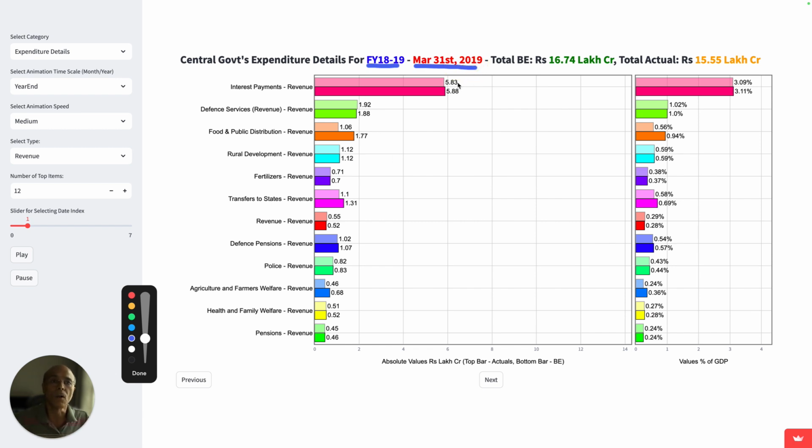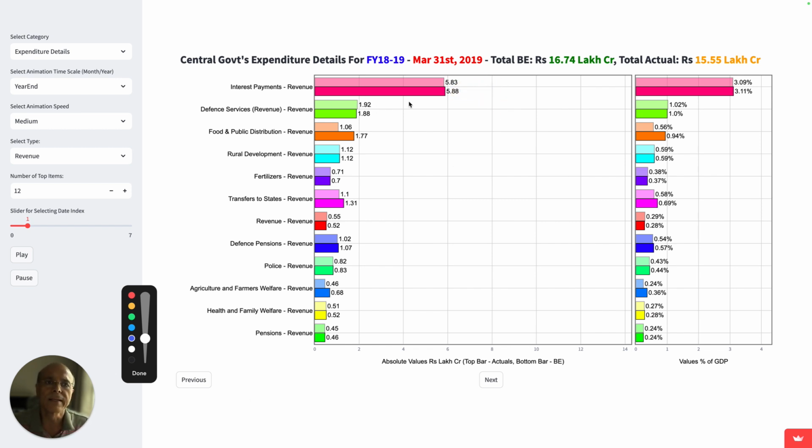Now all these numbers that you see here, there are two bars here, bar number 1 on top and bar number 2 below, against one single item. So what is bar number 1? Bar number 1 on top, which is the top bar, is the actual spend. And then the bottom bar, which is slightly darker in color compared to the top bar, is the budgetary estimate. That's how you have to read this chart.